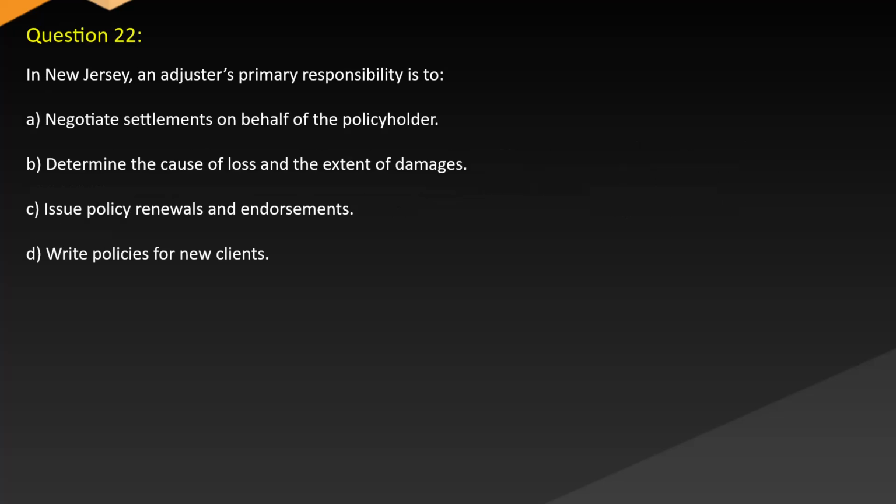Question 22. In New Jersey, an adjuster's primary responsibility is to: A. Negotiate settlements on behalf of the policyholder. B. Determine the cause of loss and the extent of damages. C. Issue policy renewals and endorsements. D. Write policies for new clients.